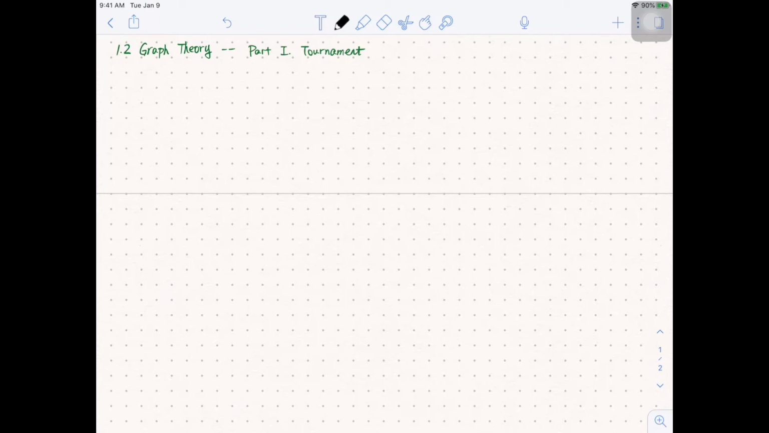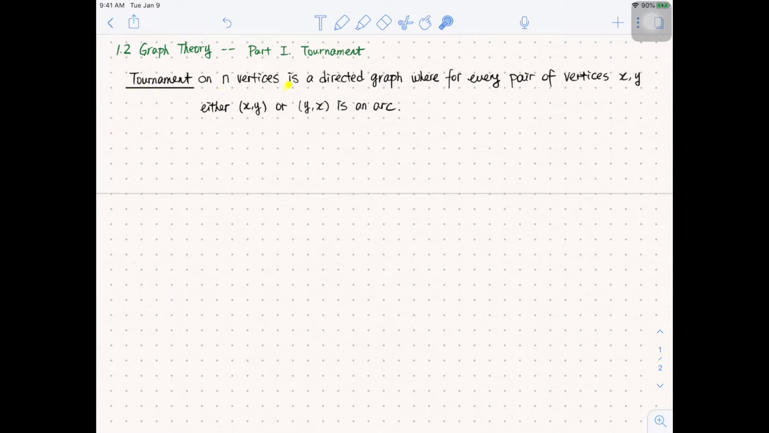So in this video, we'll be looking at some other examples of a probabilistic method. And the first one we'll be looking at has something to do with tournaments. So first, let me define what a tournament is. A tournament on n vertices is a directed graph where for every pair of vertices, let's call them x and y, either x points to y or y points to x.